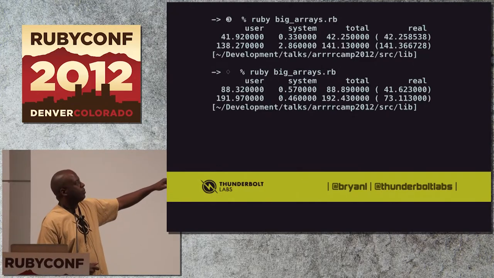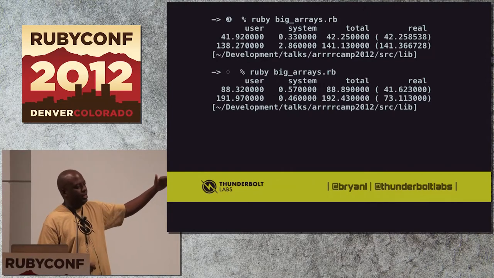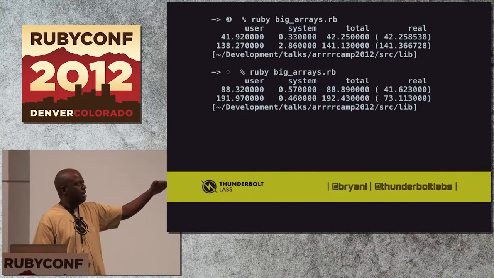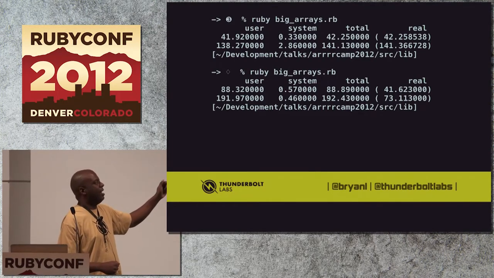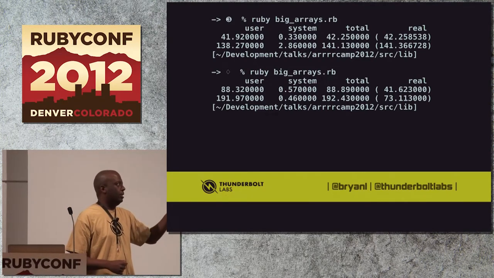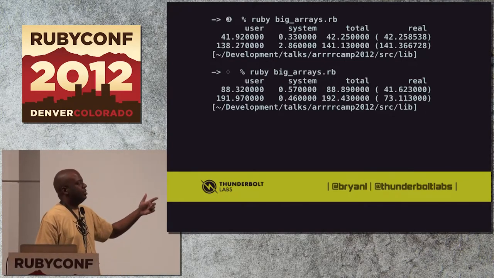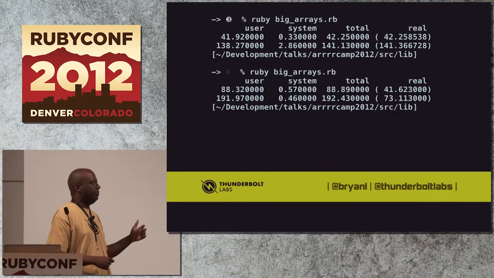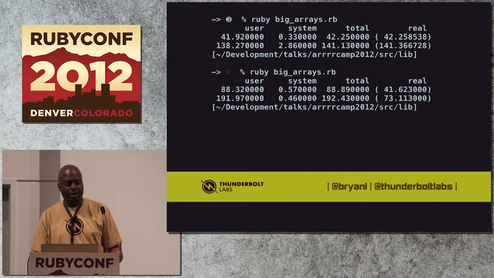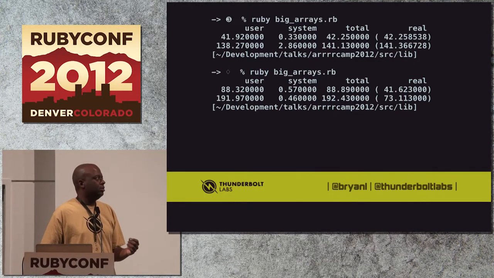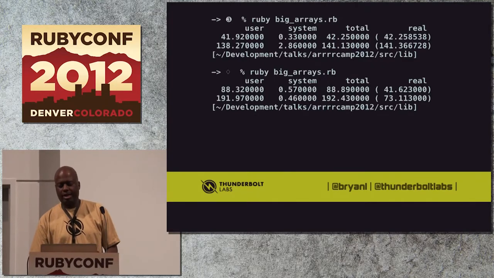The first line of the run is populating a million arrays, and then querying it randomly a million times. The second is populating a million hashes and querying it randomly a million times. Up top, it's 42 and 141, but at the bottom, it's 41 and 73. Micro benchmarks do lie, but come on, that's almost twice as fast. That's a big deal, and that's why we are pursuing JRuby for this exercise.